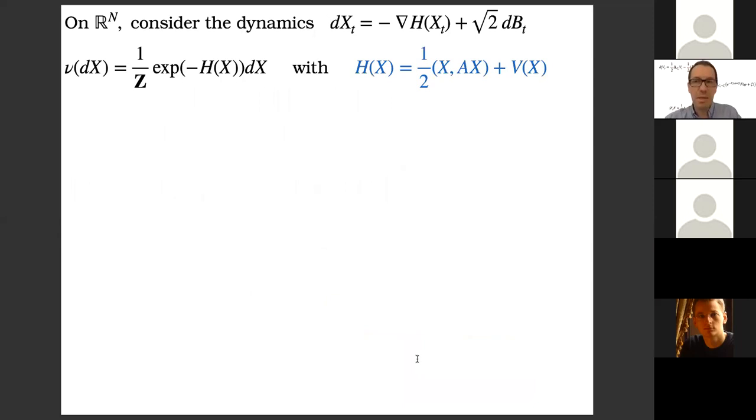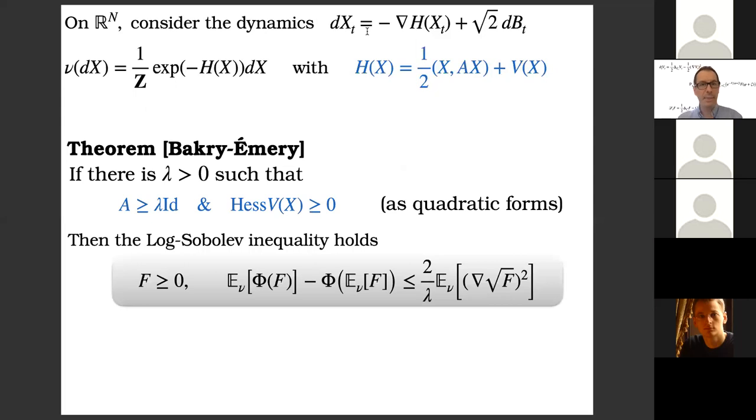So let's imagine that usually we like to take a function H of this form, possibly a quadratic form plus some potential. I'm still describing this evolution of a stochastic dynamics in R^n. And the great thing with the result by Bakry-Émery is that basically, if the potential H is strictly convex, namely, if the Hessian of V is positive and if, let's say, the quadratic part is bounded from below, then the Log-Sobolev inequality holds and the constant is exactly given by lambda, or sorry, it can be estimated by lambda, the lambda which is here.